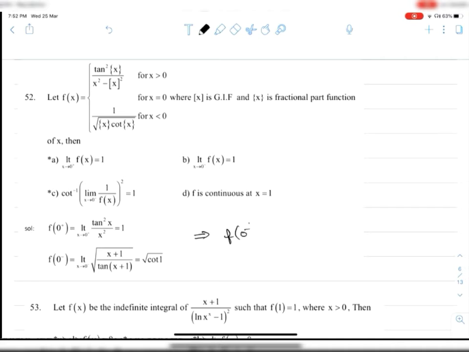What is f of 0 minus? That is the limit value I'm calculating. 1 by root over the fractional part of x will tend to 1, into cot 1. So this value is not equal to 1, so option B will be wrong.